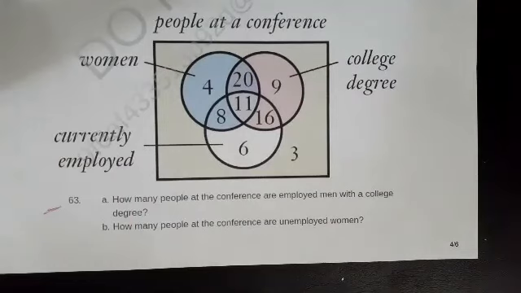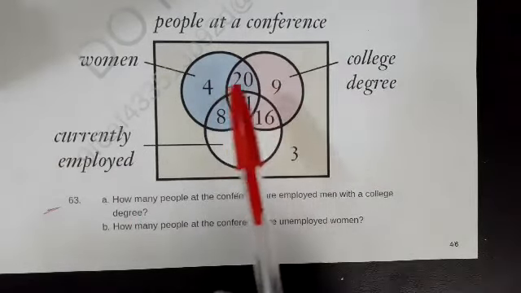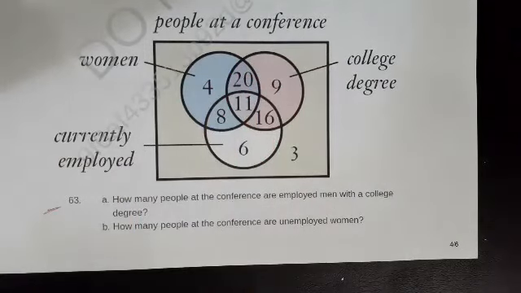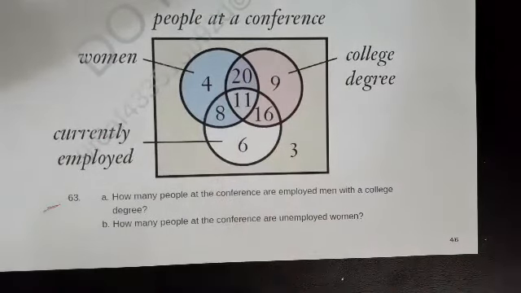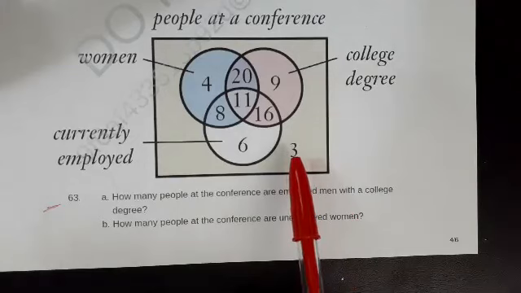So now they're looking at three factors. They're looking at whether they're women, so we'd have to add 4 numbers if we look inside this women's circle. We're looking at whether they have a college degree and whether they are employed. So these are people that are not women, don't have a college degree, and are not employed.